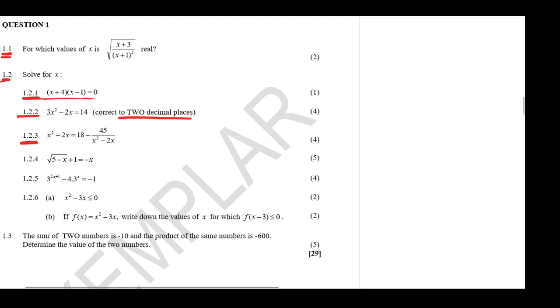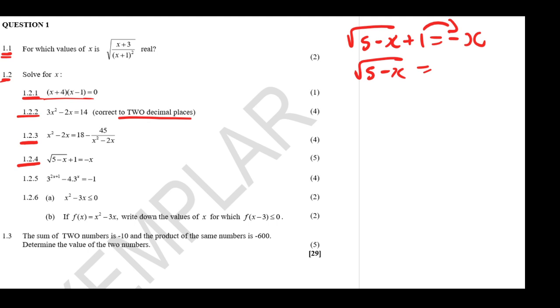So let's continue to 1.2.4, right? So we have the root of 5 minus x, plus 1, is equals to minus x, right? So the first thing we're going to do is we transpose this 1 to the other side. And then we'll have the root of 5 minus x is equals to minus x minus 1, right? And then the second step here is to square both sides. Remember, we are trying to find the solutions of x. So we're just going to square both sides to remove the square root, right?